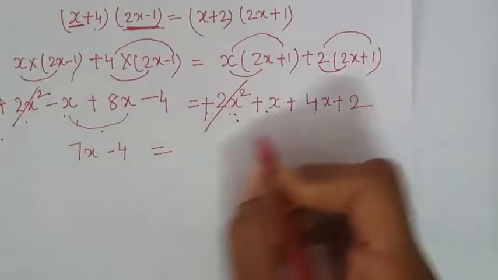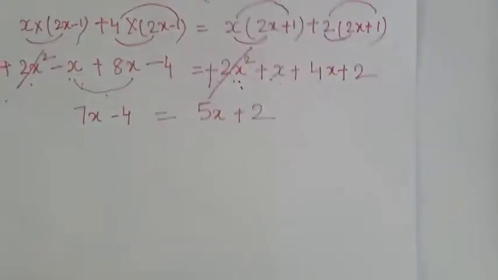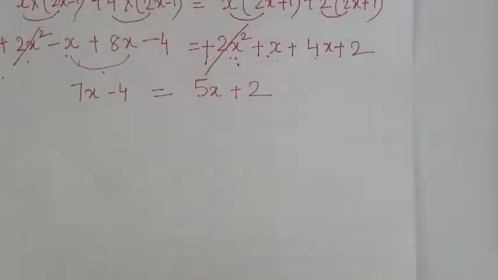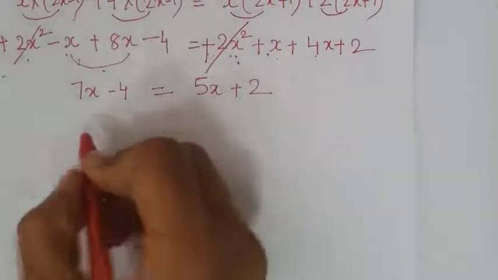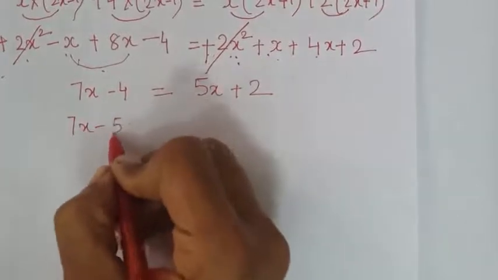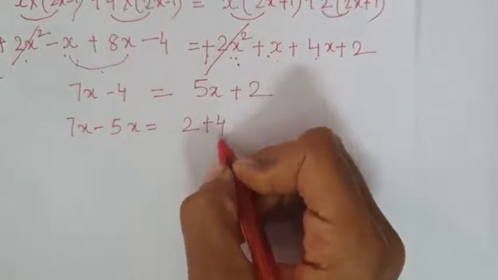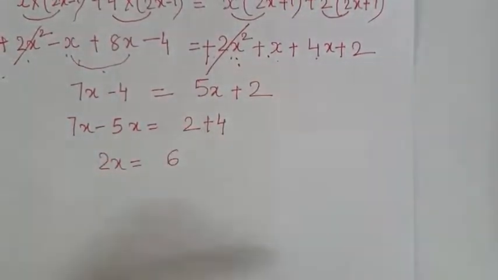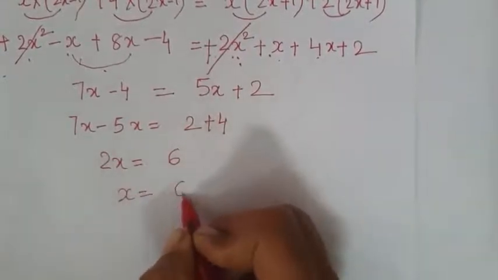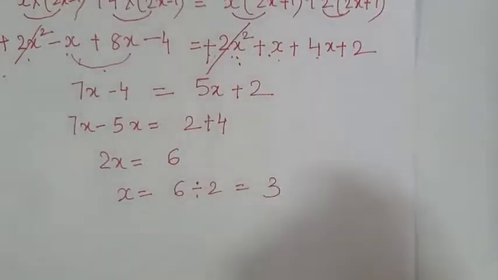Clear? Now minus x plus 8x, like terms, gives you 7x minus 4. x plus 4x, 5x plus 2. Now again, keep the terms having variable on one side and the constant terms on the other side. 7x minus 5x, then 4 shifted there, 2 plus 4, we get 2x is equal to 6. So x will be equal to 6 divided by 2, that is 3.